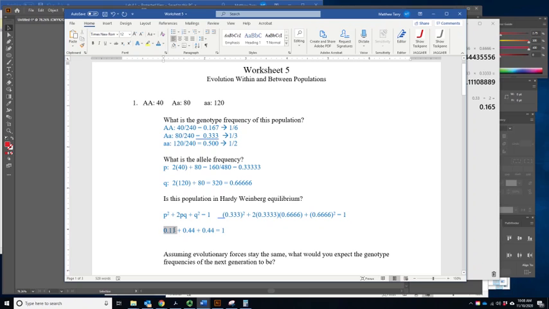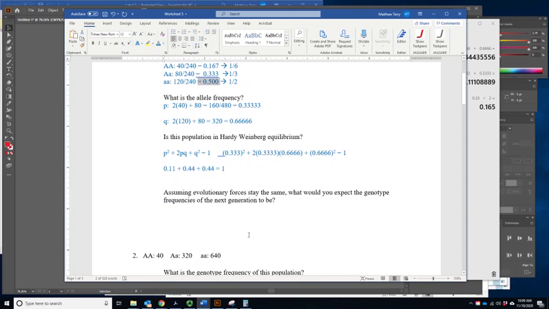We predict that 11% of the population should be homozygous dominant, but we have 40 out of a total of 240. Right? So we already know that it's 16% because I made you calculate that already up here. So we predicted 11%, but in reality we have 16%. We predict 44%, but in reality we only have 33%. We predict 44%, but we actually have 50%. So this is not in Hardy-Weinberg equilibrium.